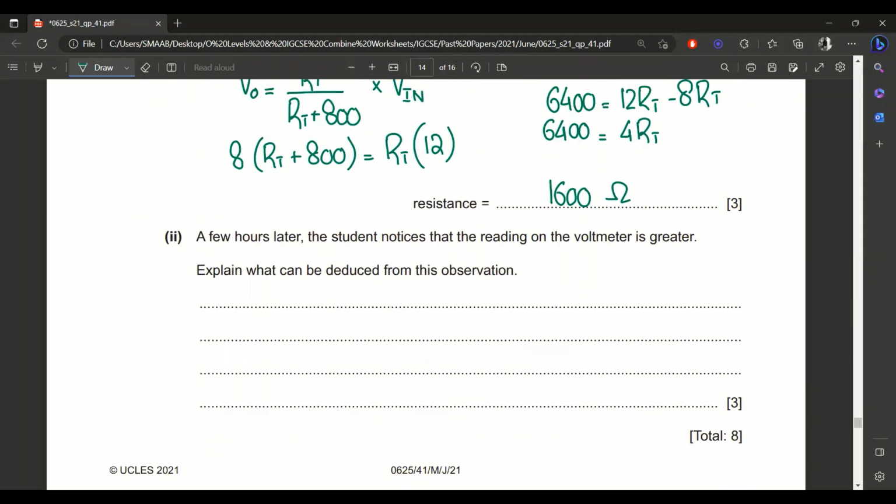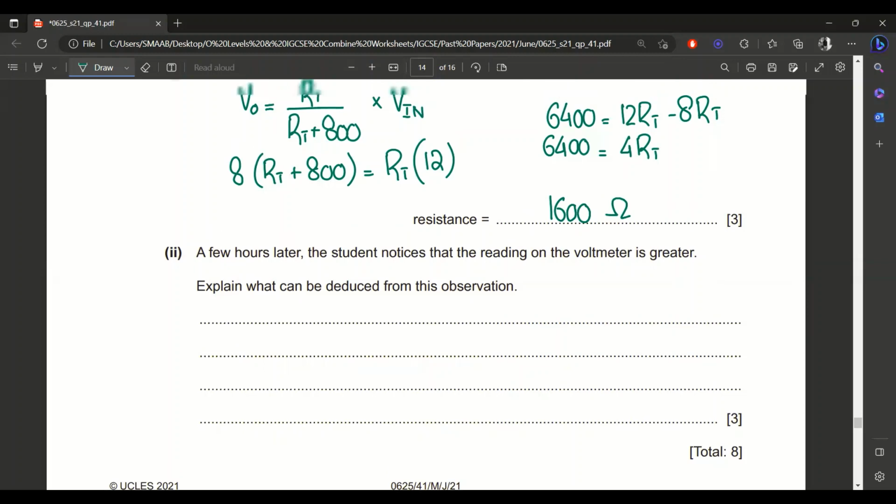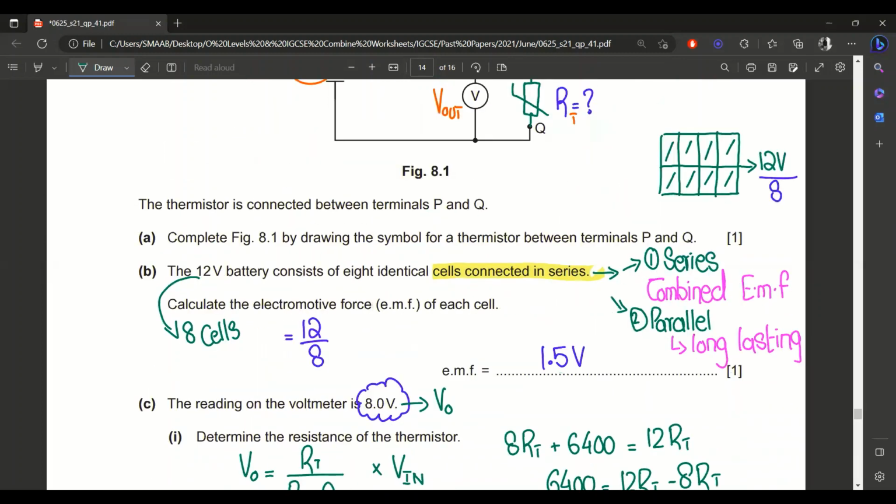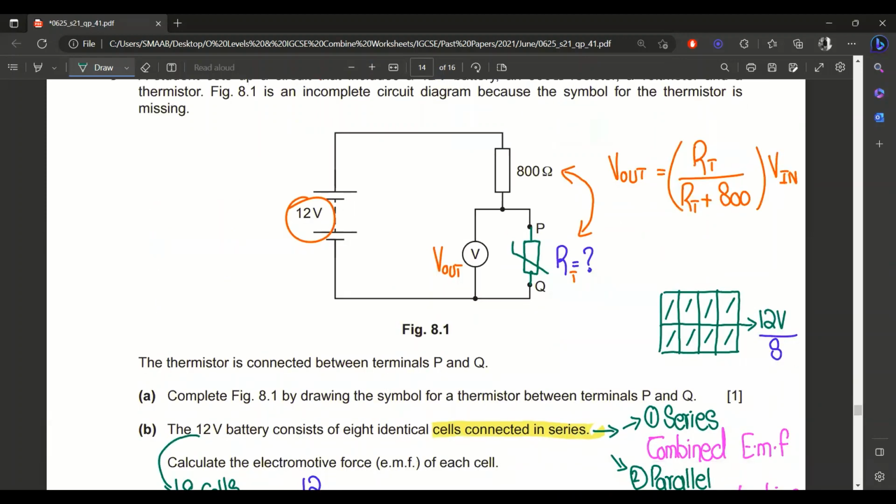Explain. A few hours later, the student noticed that the reading on the voltmeter is greater. Right? So now a student observed that the reading of the voltmeter is greater. Explain what can be deduced from this observation. So there is a thermistor, and there are multiple possibilities here. So think about how the thermistor works.